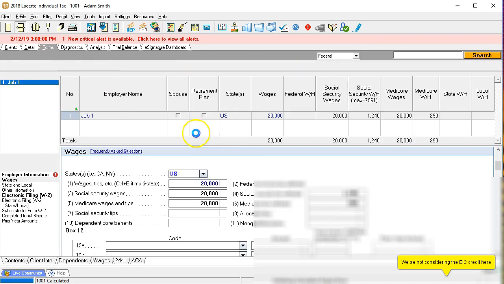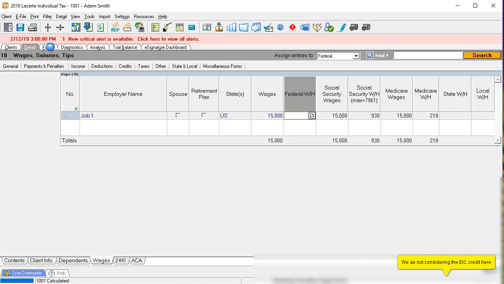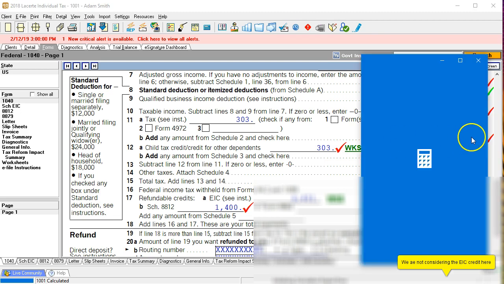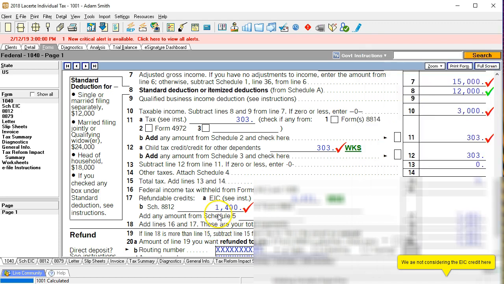So, okay, let's go back over here and say, all right, well, what if we bring this down to 15,000? If we're at 15,000, we've got taxable income of 3,000, and that gives us a tax of 303. And that means we only get 303 of the child tax credit. And now if we look at this, we're going to say, but now the 303 plus the 1,400 only comes to 1,703. That's not the 2,000. Why? Because this one is capped. So that's the point of it bringing it down here. It's capped at 1,400. It's not going to go over 1,400.